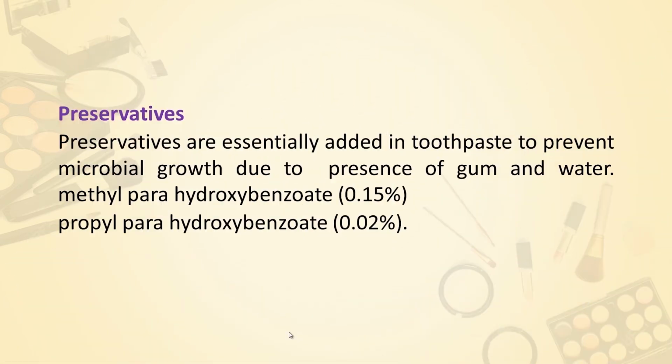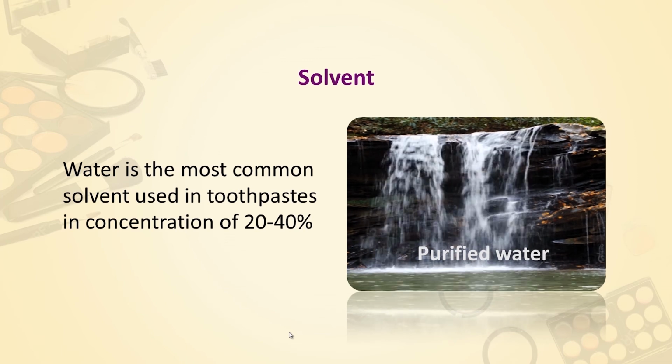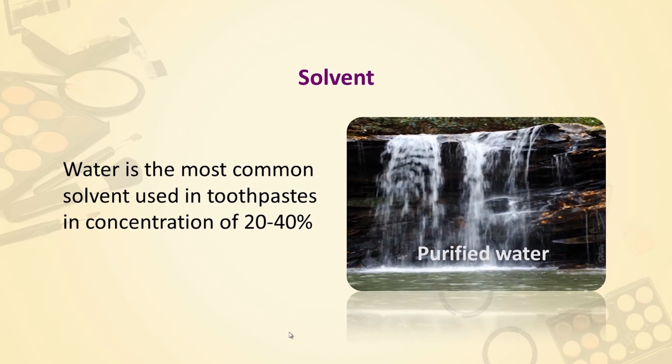Preservatives are essential and are added to toothpaste to prevent microbial growth due to the presence of gum and water. Sweetening agents like glycerin and flavors may add to the antimicrobial action of the preservatives. Commonly used preservatives in toothpaste are methyl para hydroxybenzoate and propyl para hydroxybenzoate. So, these are two types of preservatives used in the formulation. The most commonly used solvent is water, used in a concentration of 20 to 40%.